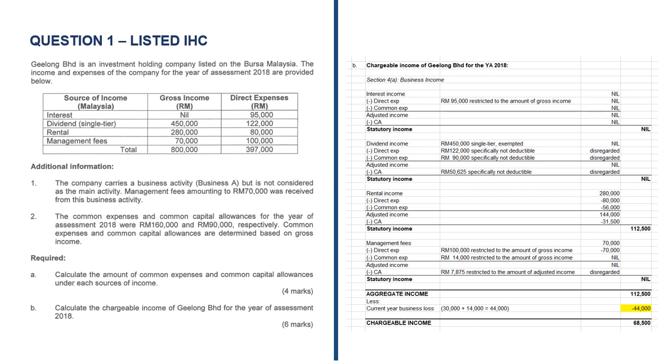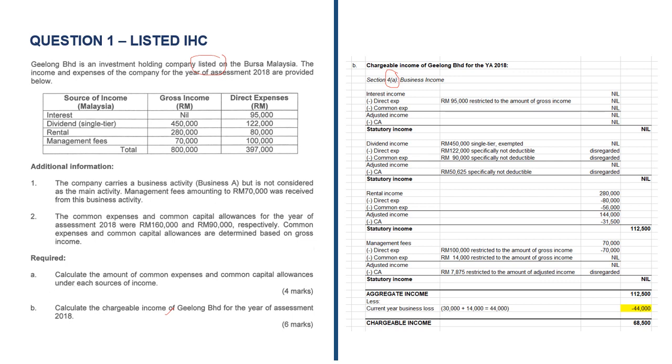Now, part B, we need to calculate chargeable income for Geelong Berhad for the YA 2018. Okay, so cara nak buat dia, kita tahu untuk listed REITs, untuk listed IHC, all sources of income will be lump sum letak bawah section 4A. So semua benda pun akan duduk bawah section 4A business income. Kita buat satu-satu. Mula-mula kita ada interest income.